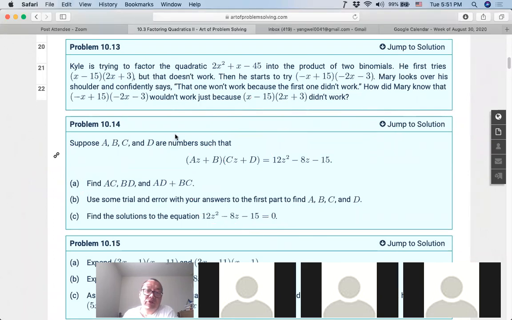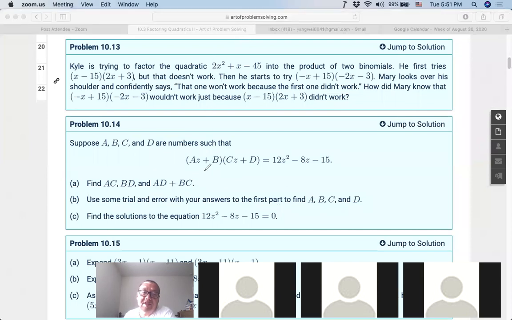Now let's go to 10.15. See this one: suppose A, B, C, D are numbers such that this one is satisfied. Then they ask you to find AC, BD, and AD plus BC. This one is the same as before: just expand the left side, then compare both sides and see what you can get. So we can write this as A times C, times Z squared, then plus B times C plus A times D, in parentheses, times Z, then plus B times D. This equals 12 Z squared minus 8Z minus 15, right?